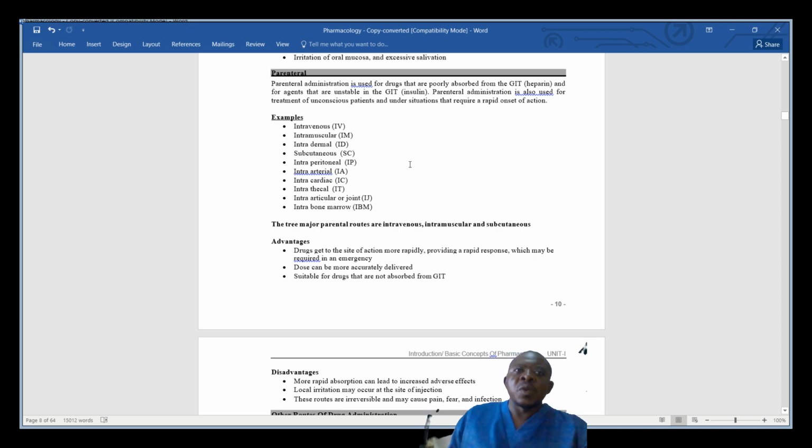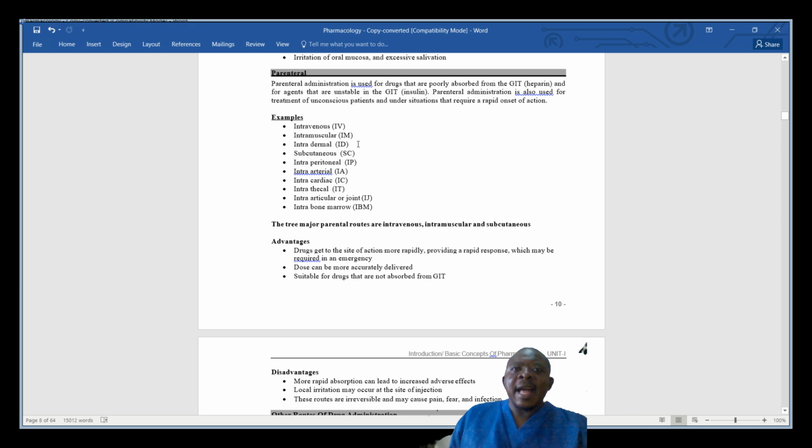When you're talking of parenteral drug administration, we are looking at drugs that can be administered because if given within the GIT or the gastrointestinal system, the example given here is heparin, these drugs will be poorly absorbed and they will not be available in the blood where they are needed, within the receptors or the molecules that need to use them. So the example is heparin.